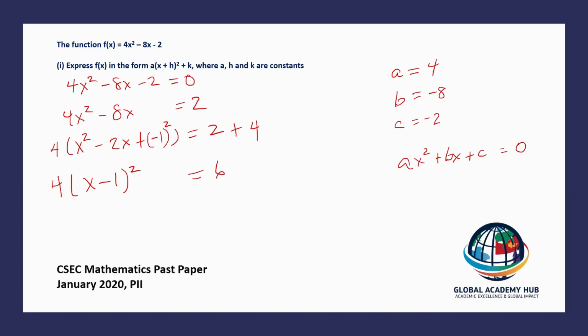Right here, what I did was I completed the square. If you look up here, what you're going to see is a link to a video that actually shows you how to complete the square. Okay? But this is a perfect square. So now I have 4(x − 1)² − 6 is equal to 0. And this is the form that we were looking for. We're looking for a(x + h)² + k. So there we go.